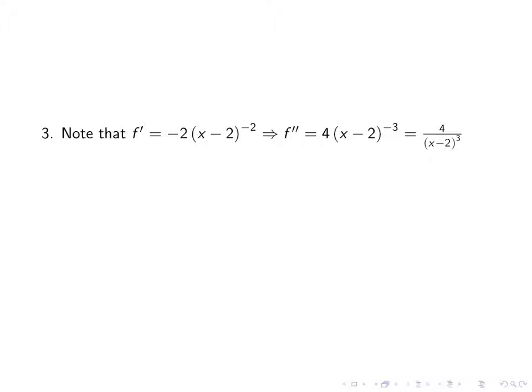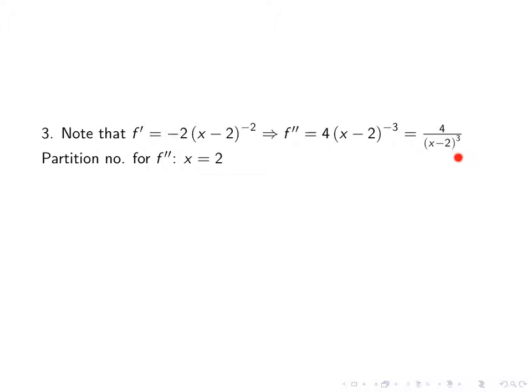Next, in the third step, we compute f double prime, and f prime is rewritten as minus 2 times x minus 2 to the minus 2, using negative exponents. So this used to be in the denominator as x minus 2 quantity squared. You differentiate this again, and the fastest way to do this is not by the quotient rule, even though that works, but it is to use the power rule. So the minus 2 comes downstairs, and you get plus 4 in the front, and x minus 2 quantity to the minus 3. So that is 4 over x minus 2 cubed, which is what you'd get if you use the quotient rule on the original form of f prime.